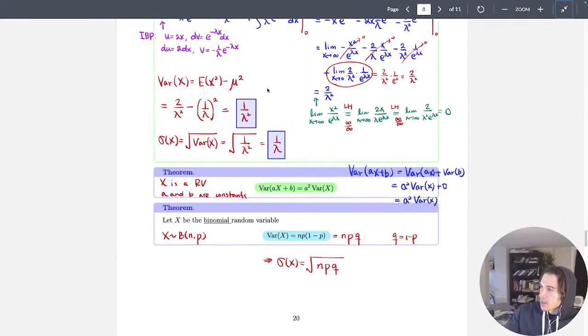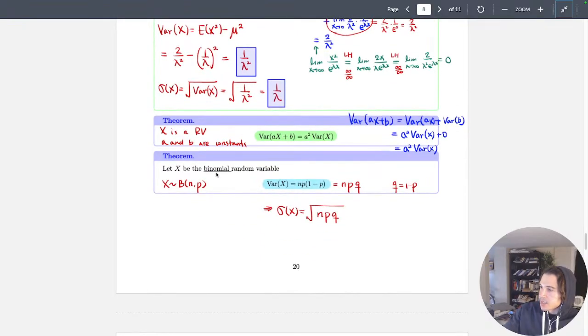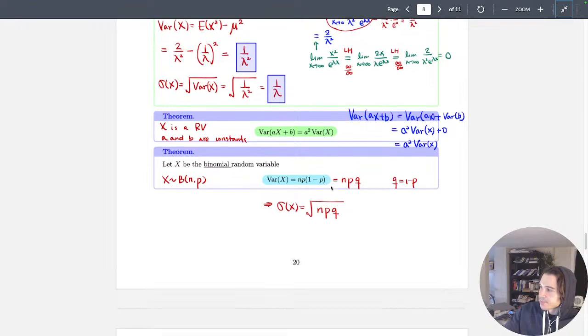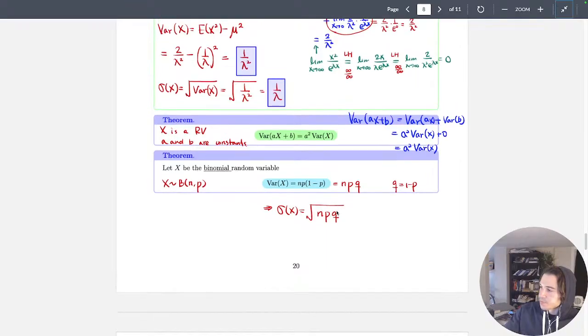Okay, variance of ax plus b equals a squared times the variance of x. B goes to 0. The variance of a constant is 0. Let x be the binomial random variable. So x is from a binomial distribution, n, p. Variance of x equals np times 1 minus p, which makes a lot of sense, equals npq. The standard deviation of x equals the square root of npq.